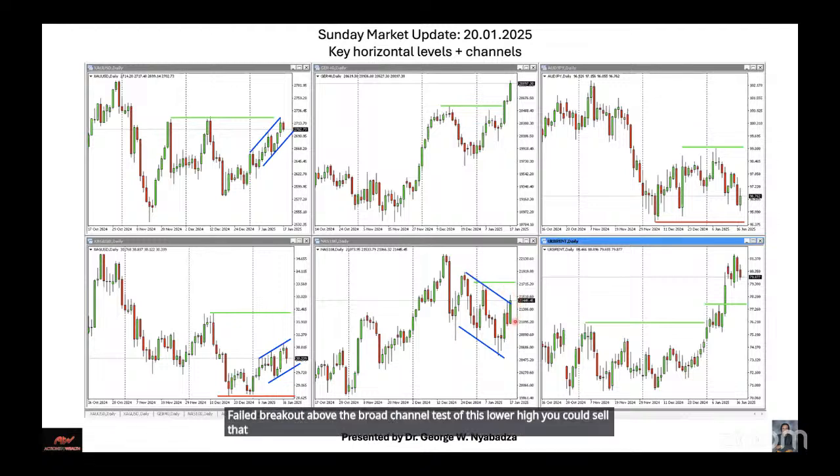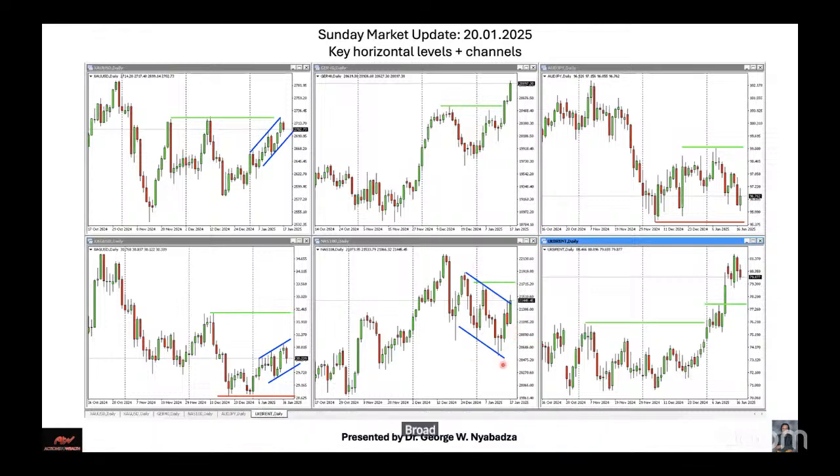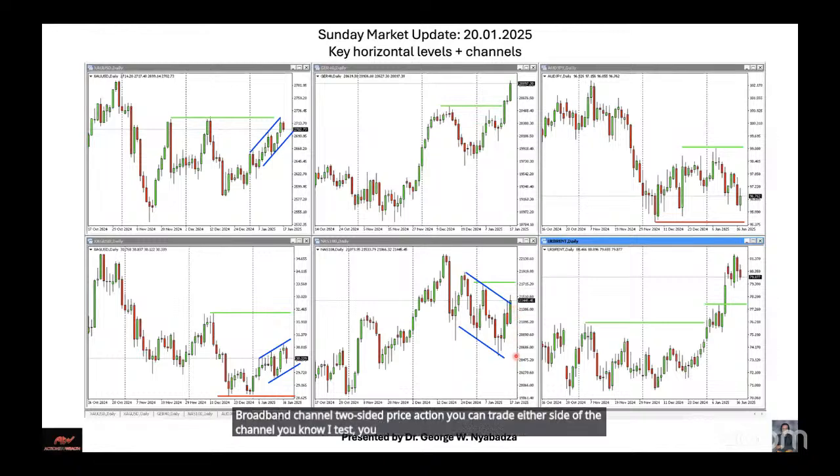If you get that kind of candle, sell that, you can put your stop above here or a little bit more conservative above here. Broad bear channel, two-sided price action, you can trade either side of the channel. High test, you can sell, get down here, low test, you can buy, get up here. Tight channel, pretty hard to do that. So with Nasdaq, bear that in mind.